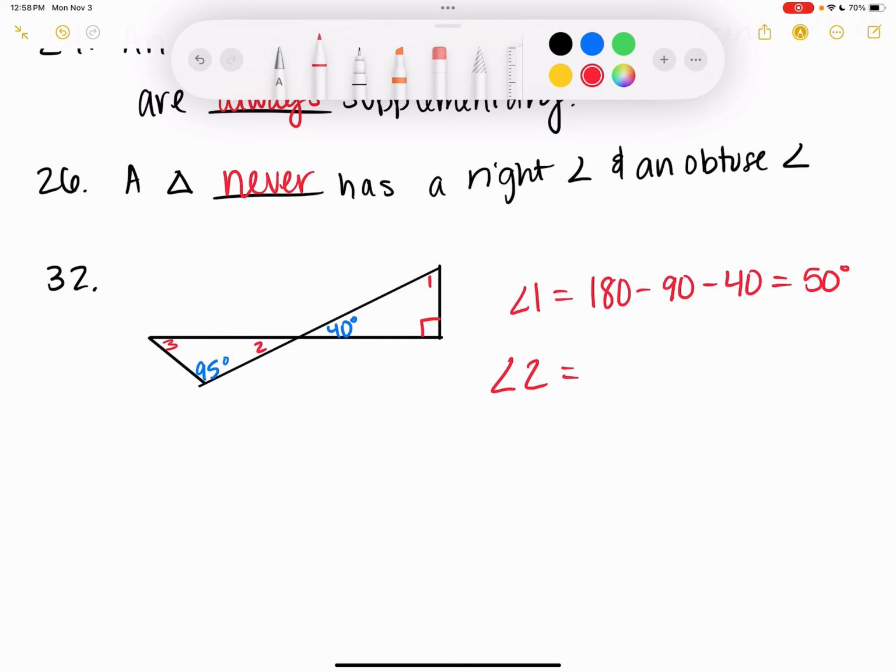Angle 2, what's that one? 40 degrees. Why? Vertical angles. Yep, they're vertical angles, so they have to be congruent. And then once I know angle 2, I can now find angle 3. How do I find angle 3? 180 minus 95 minus 40, which would give us 45.